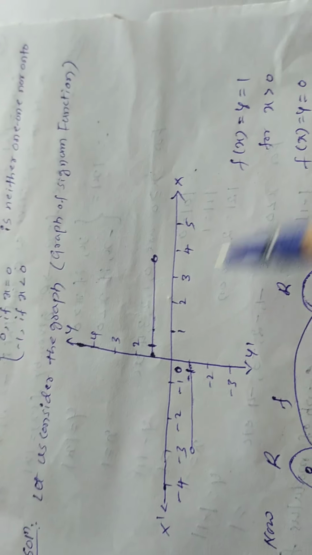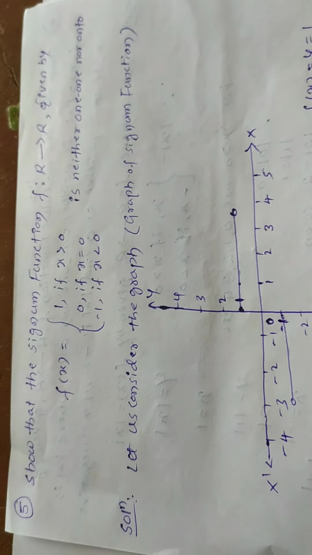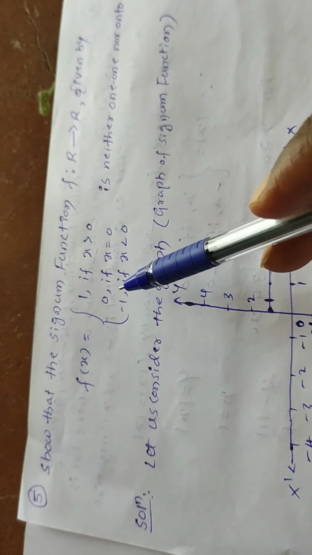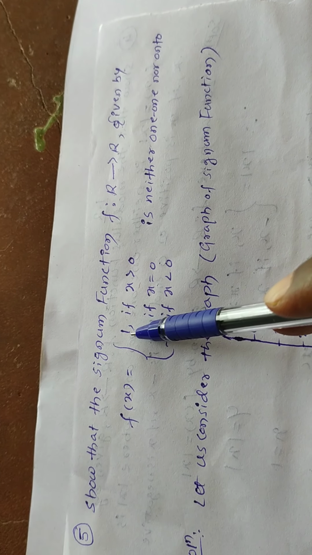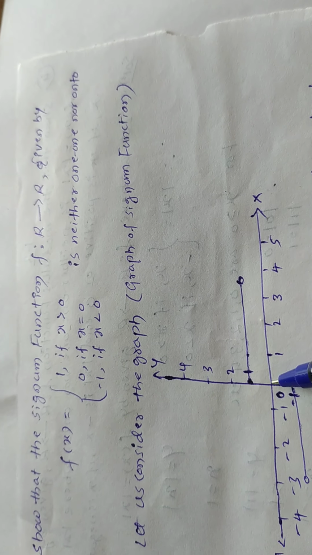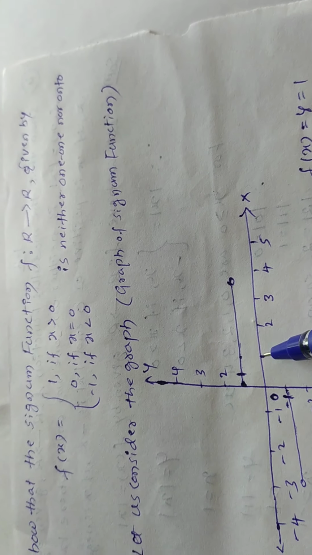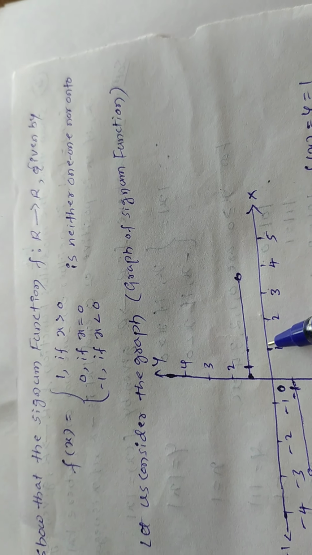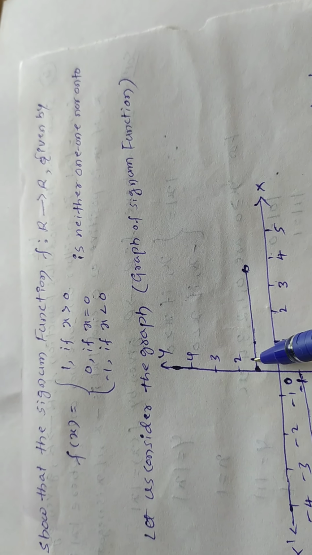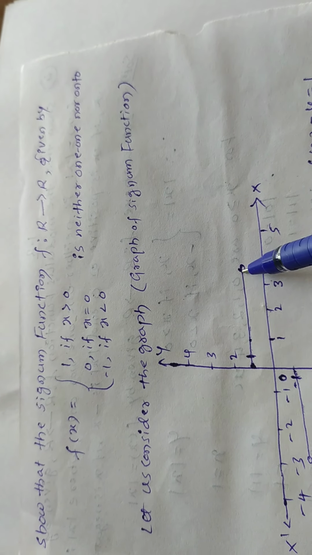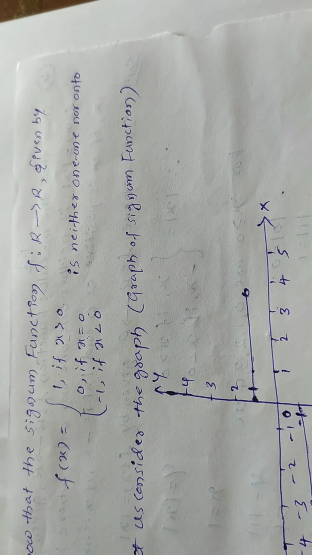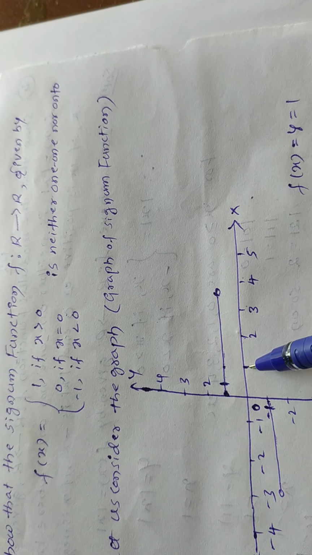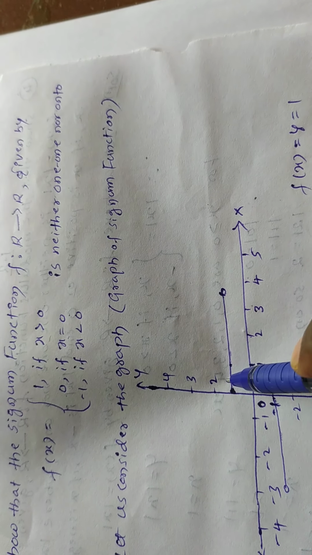X-axis, y-axis. According to the given data, for any value of x greater than 0, y is always 1. So here x is greater than 0, that is 1, 2, 3, 4, 5. For any value of x greater than 0, the value of y remains the same. This is constant, because it is already given here. This is 1, 0, minus 1. For any value of x greater than 0, you get y equal to 1.